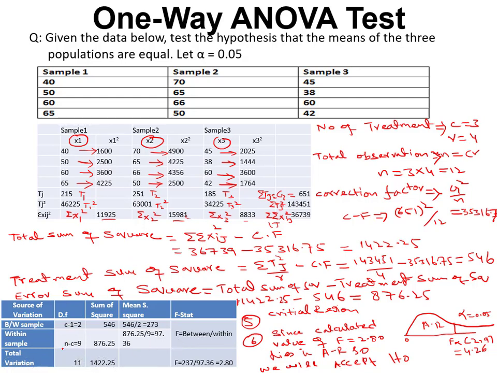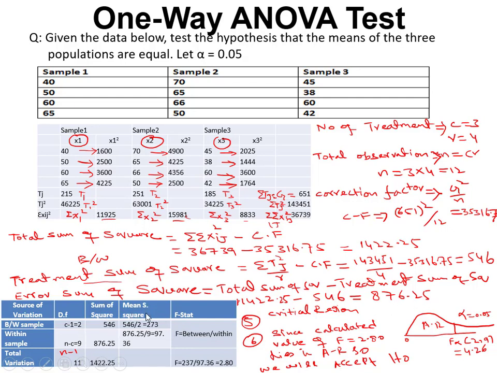Why n minus 1? Because n is 12, 12 minus 1 will be 11. Now, between sample, what is between sample? We have already calculated. Between sample, another name is treatment sum of square. And the error sum of square is within. So the sum of square between is 546, which we have already calculated. And the second name of error sum of square is within samples, within group. It is 876.25, which you have already calculated.